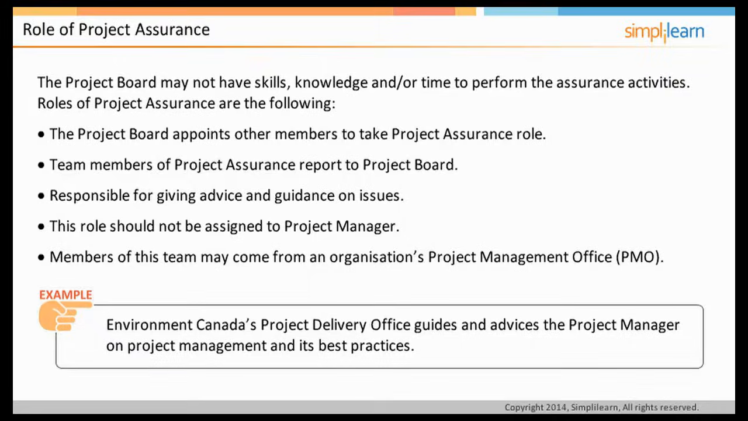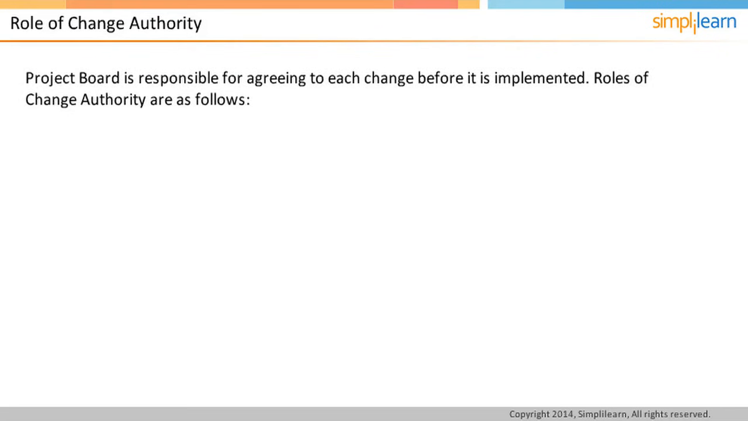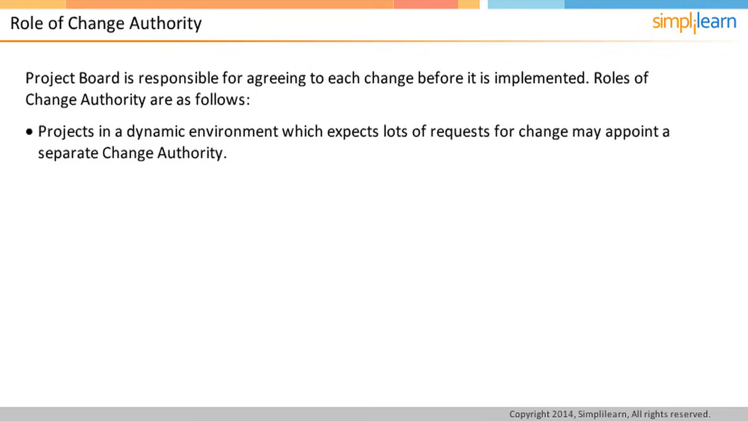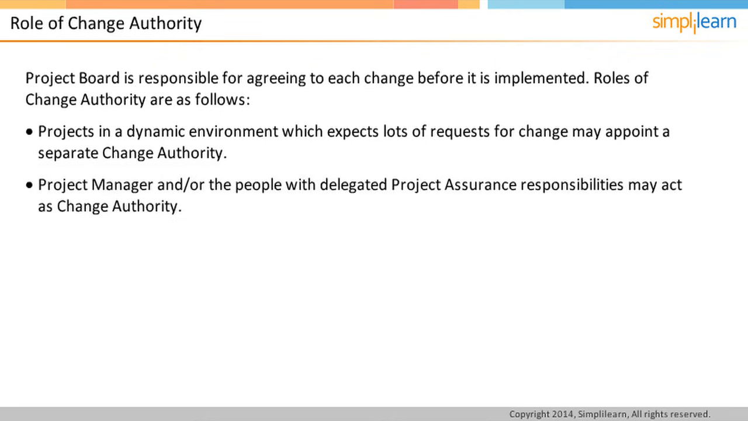As per PRINCE2, it is the project board's responsibility to agree to each potential change before it is implemented. The project board may wish to delegate some authority for approving or rejecting requests for change or off specifications. Projects in a dynamic environment which expects lots of requests for change may appoint a separate change authority. The project manager and/or the people with delegated project assurance responsibilities may act as the change authority. For example, the project may be given an authority to approve the changes only if the impact on the timescale is less than 5 days.